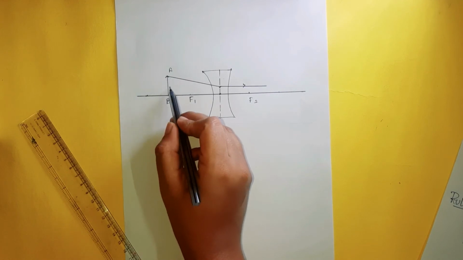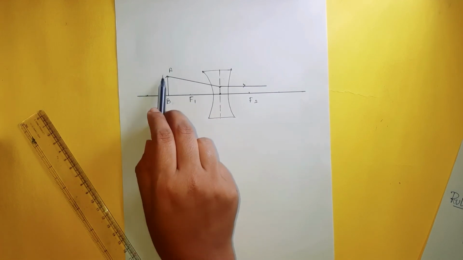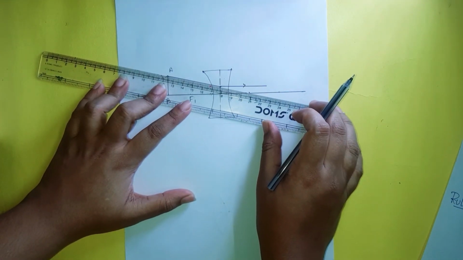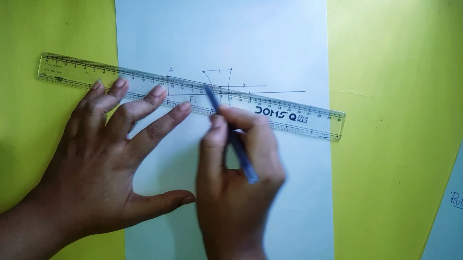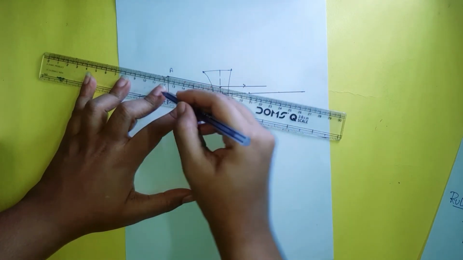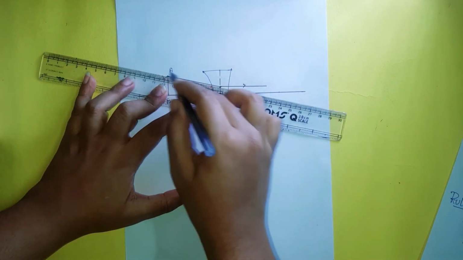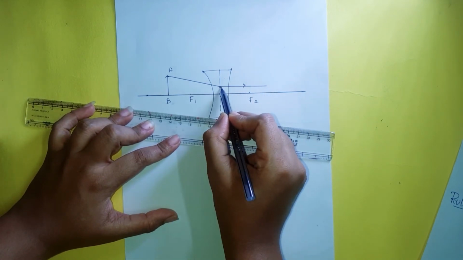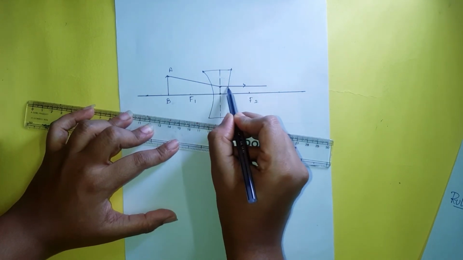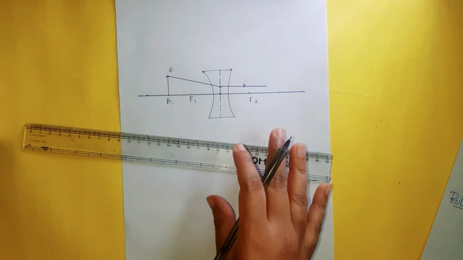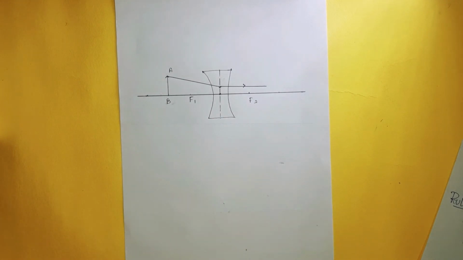You place an object like this, and from the object you place your scale such that the line passes through the principal focus F2. First, you draw a normal line till half of the concave lens. After refraction, it will be parallel, so from this point you draw a line parallel to the principal axis. Hope you are clear with this. If you still have doubts, you can rewind the video and clear them.